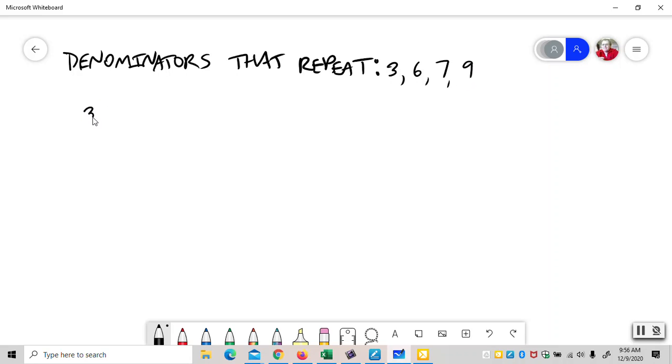So if I had 3 over 6, well, that's a denominator that I've got here, but that reduces to 1 over 2, which is just 0.5, which does not repeat. Because if you didn't already know that half is 0.5, you could put the numerator, which is 1, inside the bracket, the denominator, which is 2, outside, and you would get 0.5. So those are exceptions. But generally, those types of things do tend to repeat.